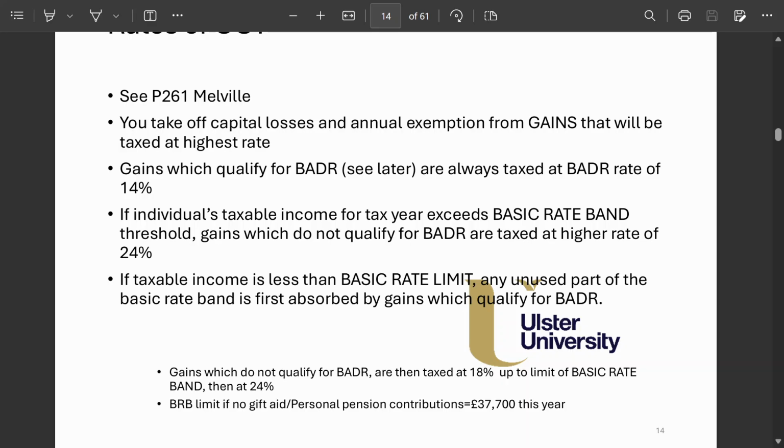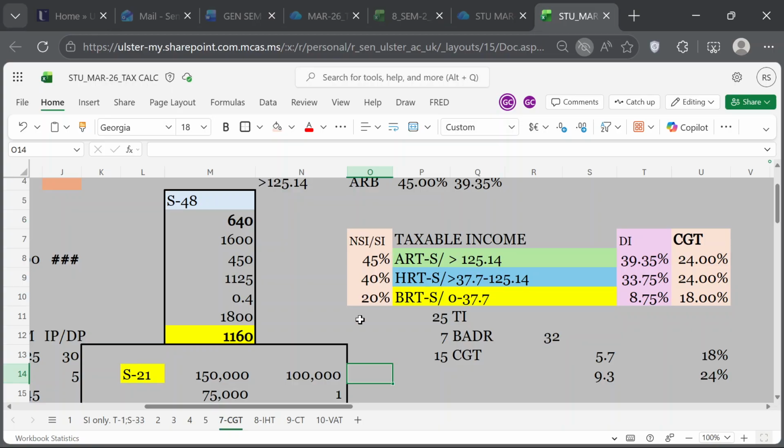Okay, the BRB limit if no gift aid is 37.7. Now here, remember one thing: if there is any gift aid or pension contributions, then these bands will be extended, and so we will apply the CGT against these bands.